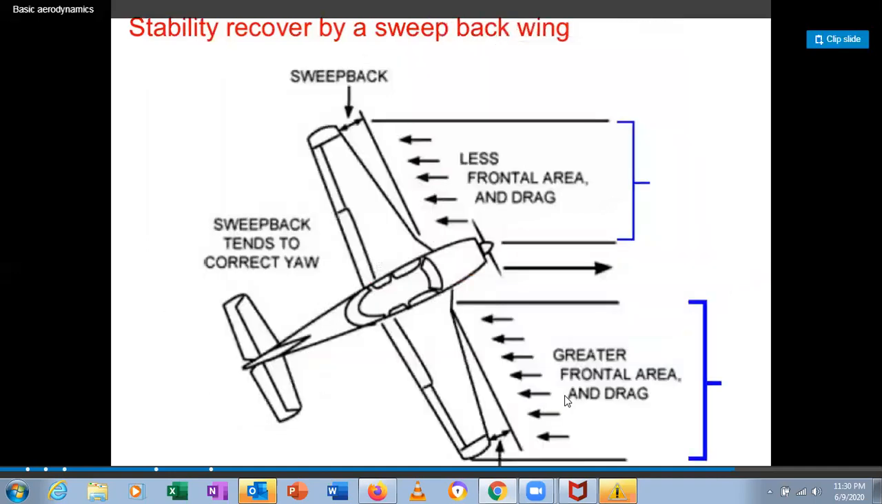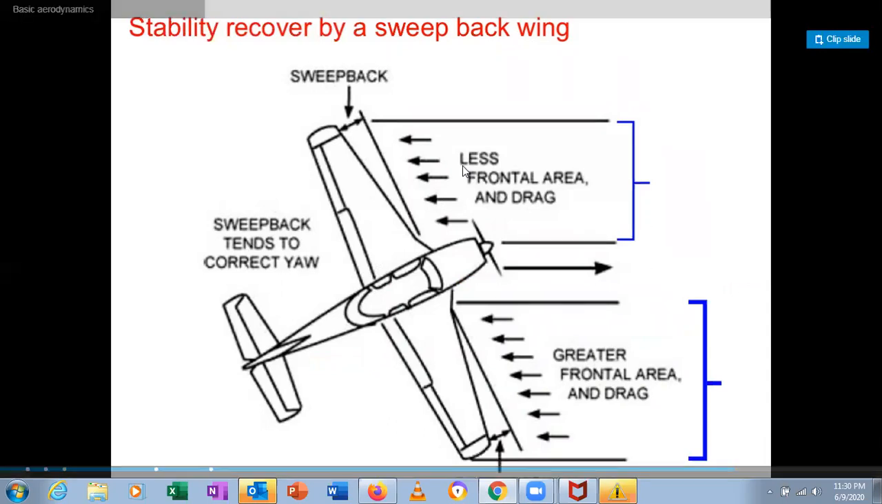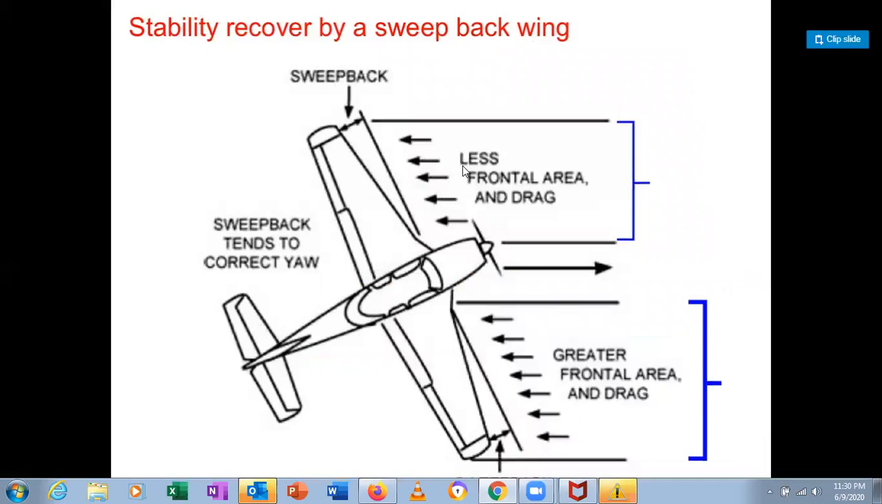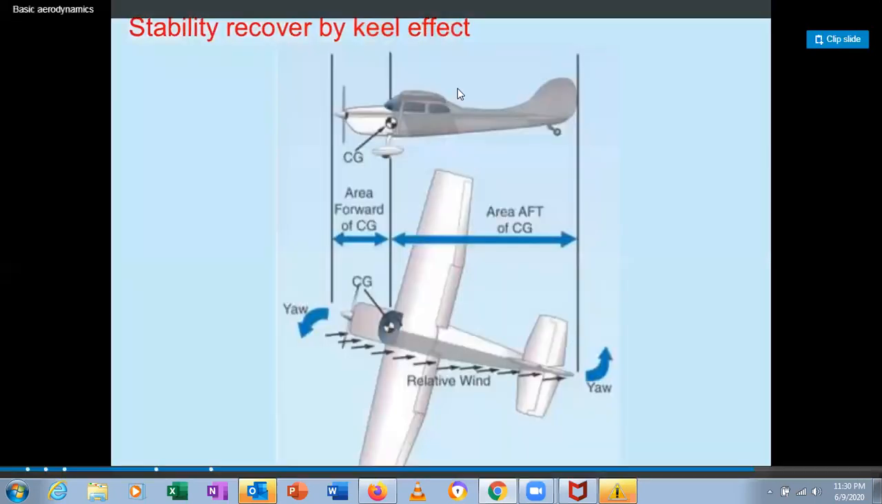And we can see here that stability is recovered by sweep back. We have sweep back angles. We have a quarter chord sweep. We have understood 75-degree sweep. We have different types of sweep angles: sweep back and sweep forward. We have different types of wing configurations, which we will discuss in the coming chapters. Stability is also recovered by keel effect, which I will discuss in further classes.